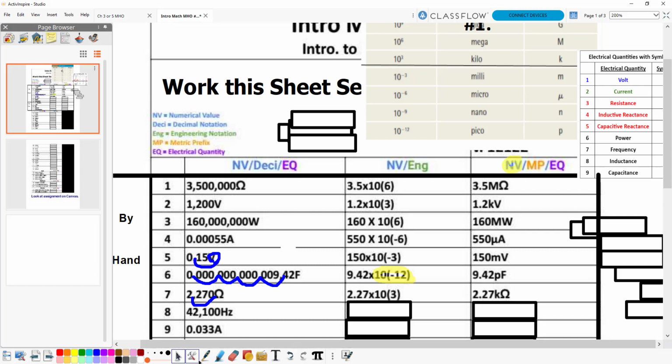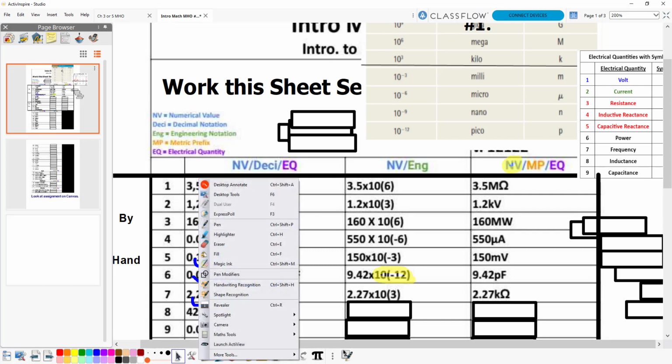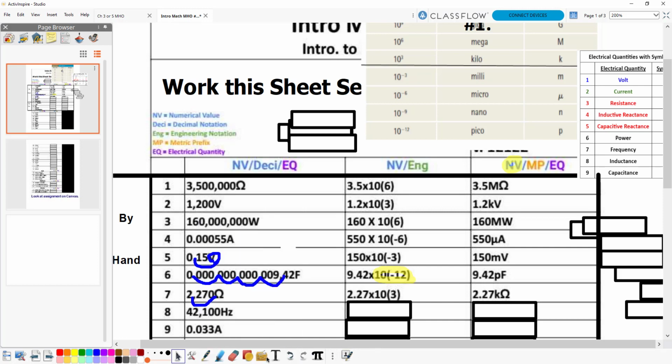42,100 hertz. One jump of 3, and the answer is going to be 42.1 times 10 to the third. And 10 to the third is kilo. So it's 42.1 kilo.